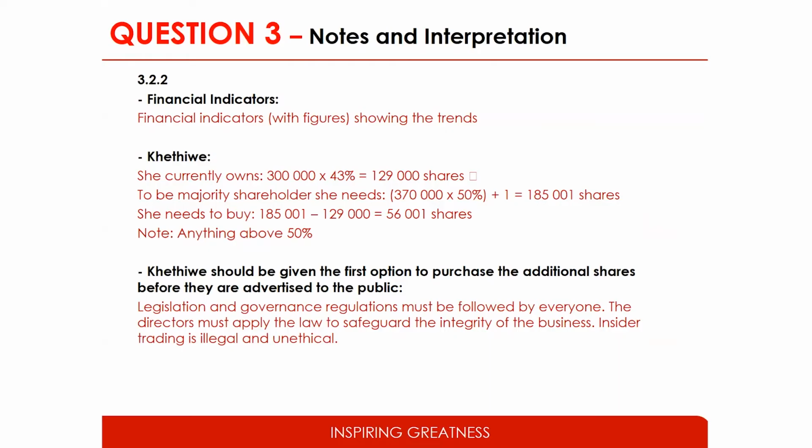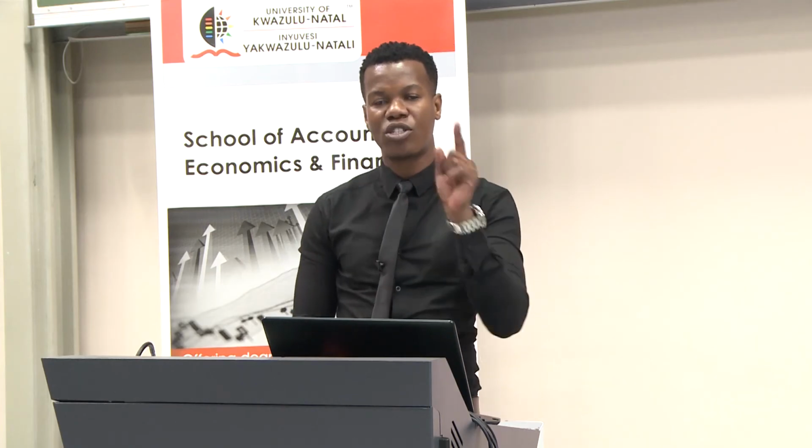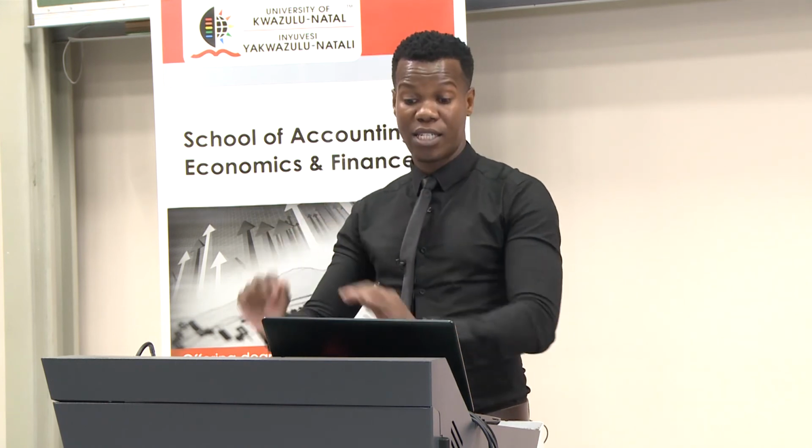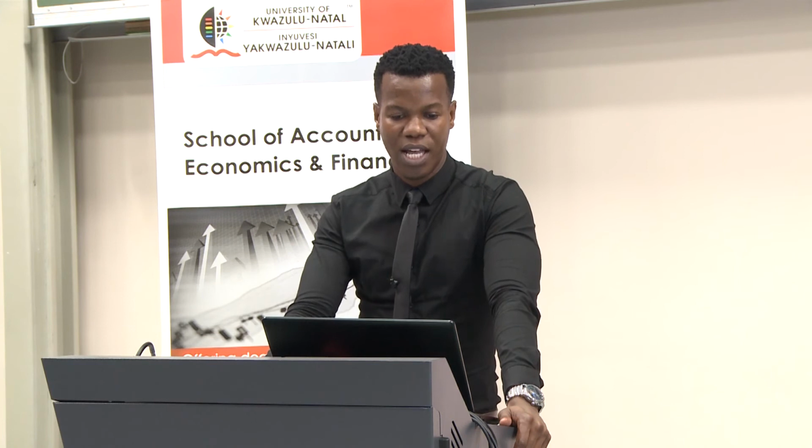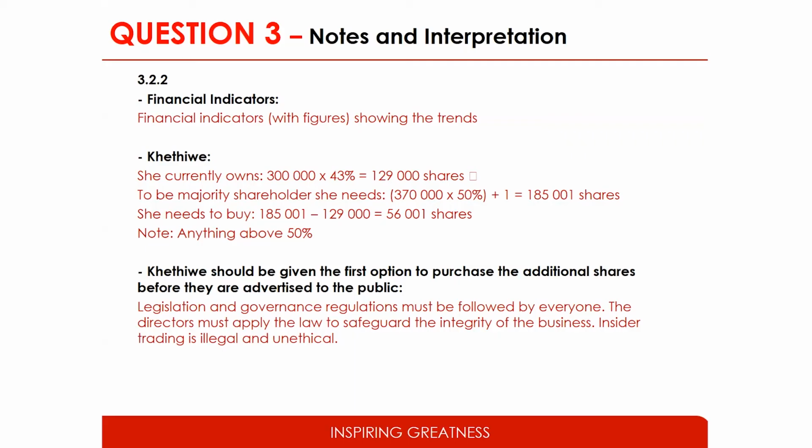Then the next one is a shareholder. Khethiwe owned 43% of shares in issue on 30 June 2019. Calculate the minimum number of shares she must purchase in order to become the majority shareholder. If you own over 50%, it could be 51, you are a majority shareholder in that company. So you want now to make a calculation to then tell Khethiwe to say, if you buy an additional so many shares, you will be a majority shareholder. And I've put a note there to say, note anything above 50, that's majority shareholding.